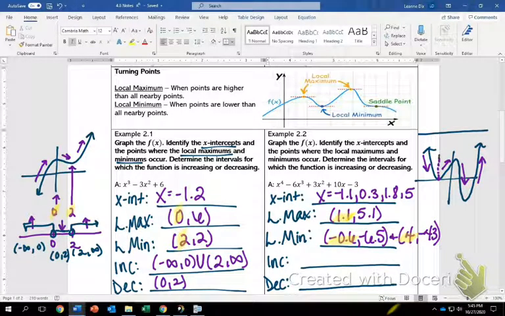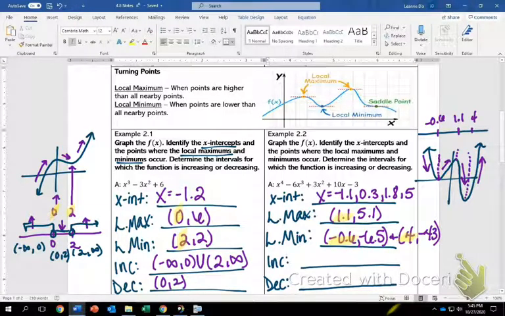So my turning point here is negative 0.6. And I know it's going to be negative 0.6 because that's the only negative x value that I have. Here I have another one. That's going to be 1.1. And then here I have another turning point. So this is going to be 4.